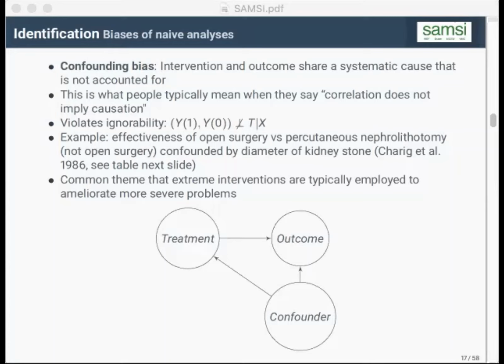But broadly, confounding bias can mean any violation of the assumption of ignorability. Usually, though, what people have in mind with confounding bias is an unmeasured common cause, or a common cause of treatment and outcome that is not adequately controlled for. A common theme here is when the worst off subjects are most likely to receive the intervention, or vice versa. And on the next slide, we'll talk about a medical example involving treatment for kidney stones.